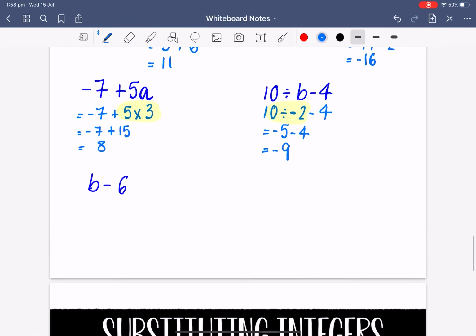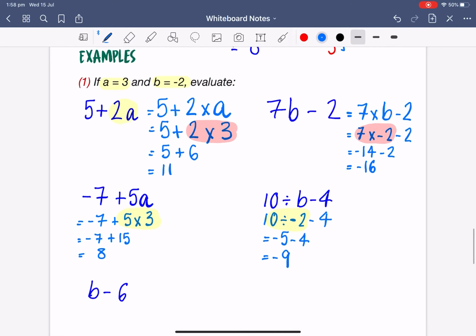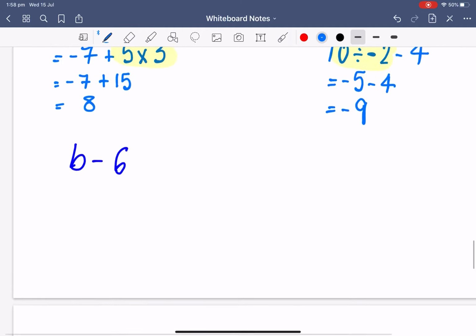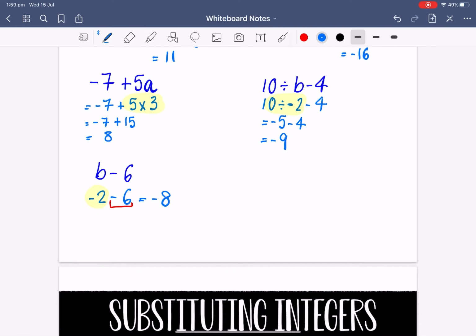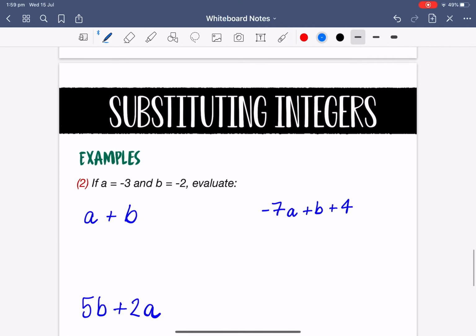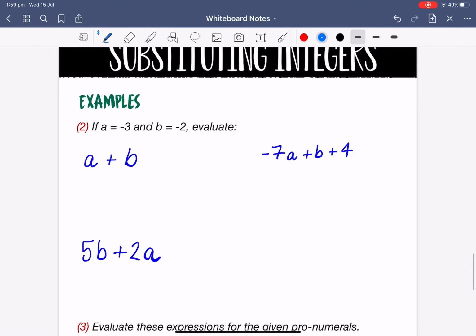Let's do one more. So B, take away 6. So B is -2. -2 take away 6 equals, so you've got -$2 in your bank account, right? And you're going to take away 6. So now you will have -$8. And you can also have a look at that on a number line if that helps. So now I'm going to do a few more, okay, and these are again like your textbook questions.